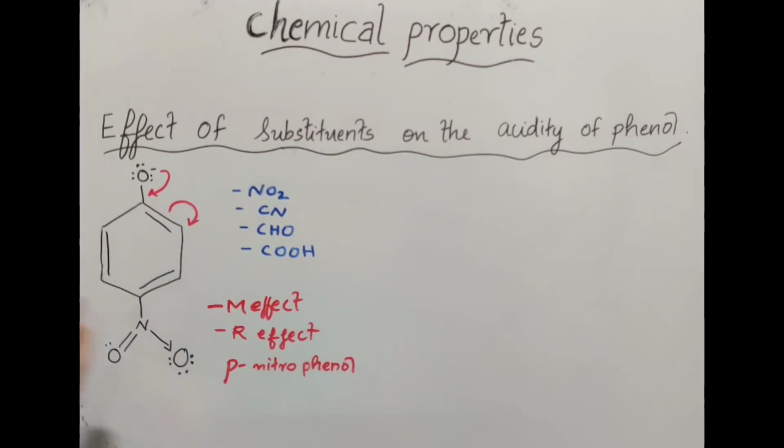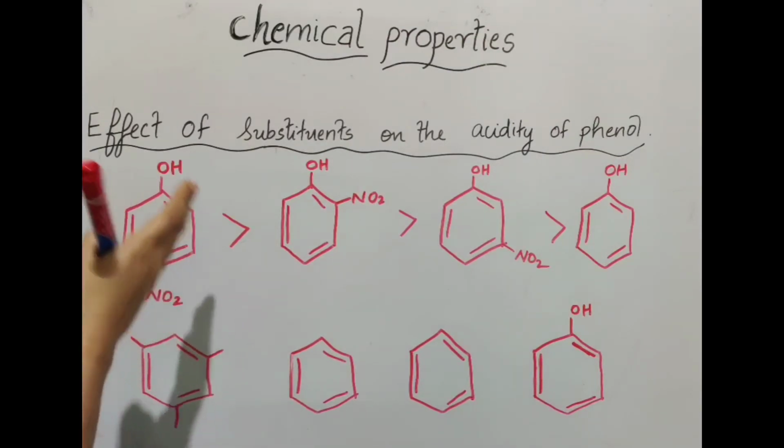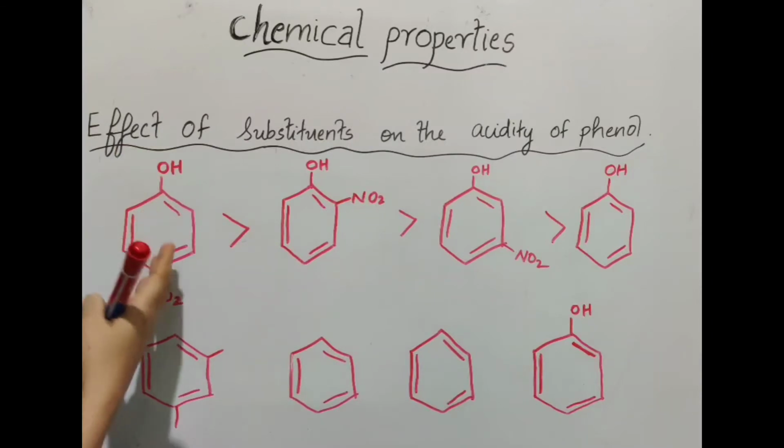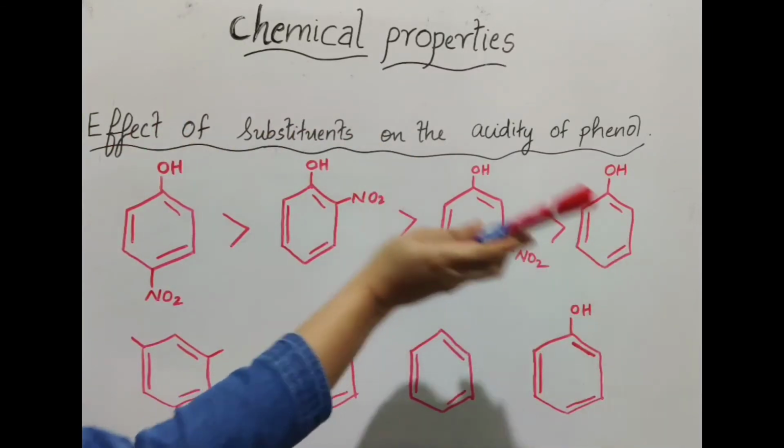Let us discuss the acidity of phenols. It is the order of acidity of nitrophenols and phenol. Which is the order? Which is more acidic? That is para-nitrophenol, and which is less acidic? That is phenol.